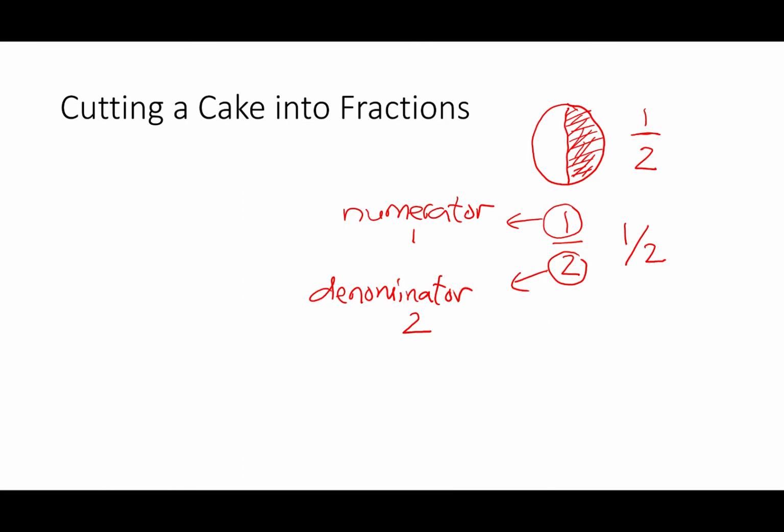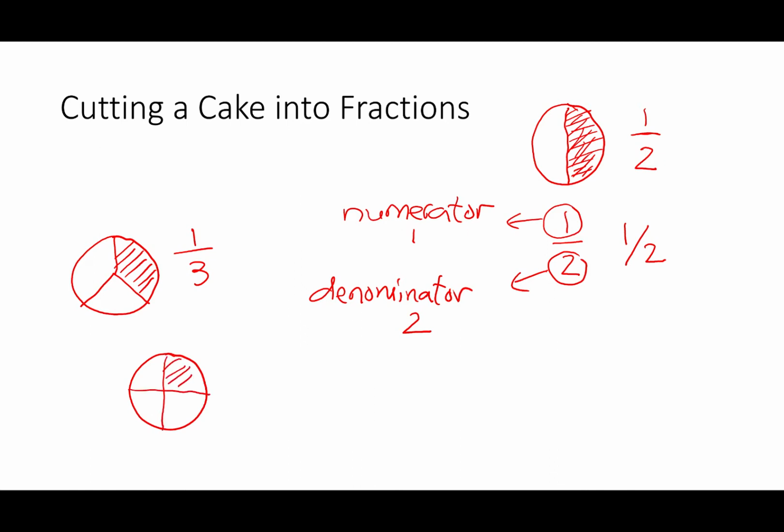So for the same cake, you can cut into 3 equal pieces. In this case, the fraction will be 1 over 3. Likewise, you may cut into 4 equal pieces, and this will be 1 over 4. Now, if you take 2 pieces, that will be 2 over 4.